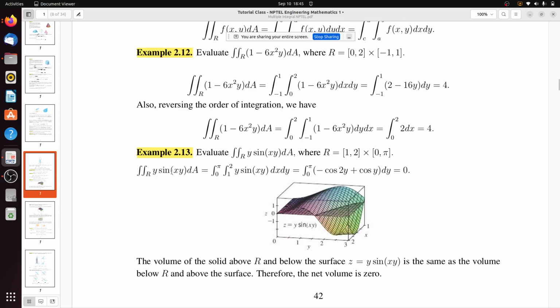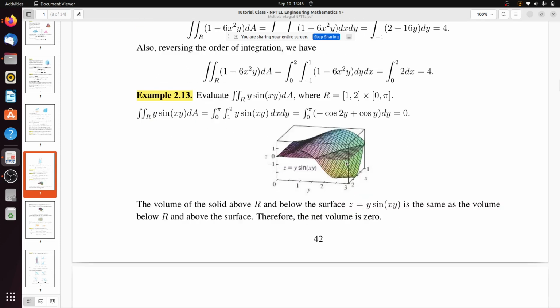See, it is y sin xy dx dy. The region for integration is y from 0 to pi and x from 1 to 2. What is happening here is that for this type of function, this sinusoidal or cosine function, the volume you are getting is equal to 0. Why is the volume equal to 0? Because the volume in the upper half plane and the lower half plane are actually the same. So that's why you are getting the net volume equal to 0, right?